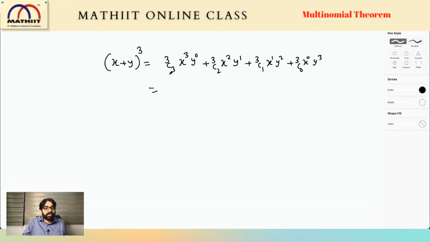If you expand, 3C3 all of you know is 1. So x cube plus 3C2 is 3, so 3x square y, plus 3C1 is 3, so plus 3xy square, plus 3C0 is 1, so y cube. Have you understood exactly the point I am trying to tell you? Everybody please confirm, is it clear to everyone?